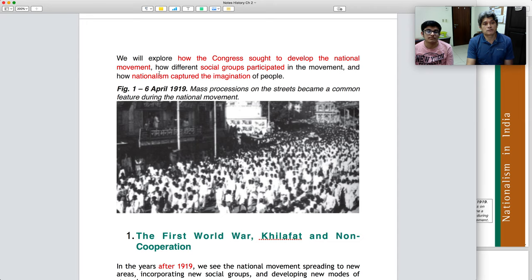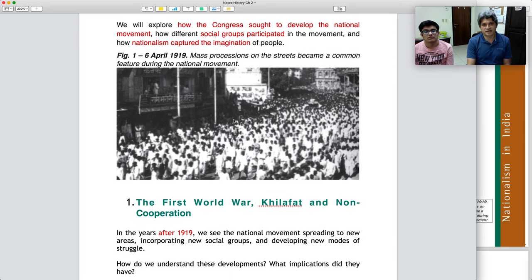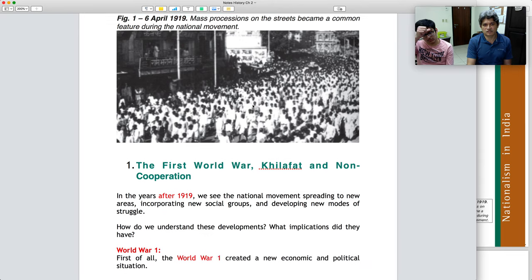Excellent. So we will explore how Congress sought to develop the national movement. The national movement is for Swaraj. We will see how different social groups participated in the movement. Different groups were there. Muslims were there. Peasants were there. Poor people were there. The business class was there. And how nationalism captured the imagination of people. Here, as you can see, this is a picture from April 6, 1919, where people have stepped out for a mass procession. Mass processions on the streets became a common feature during the national movement.